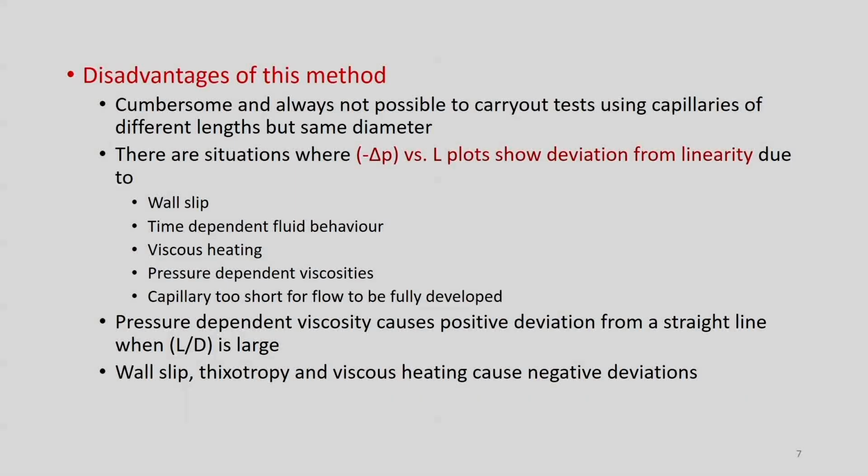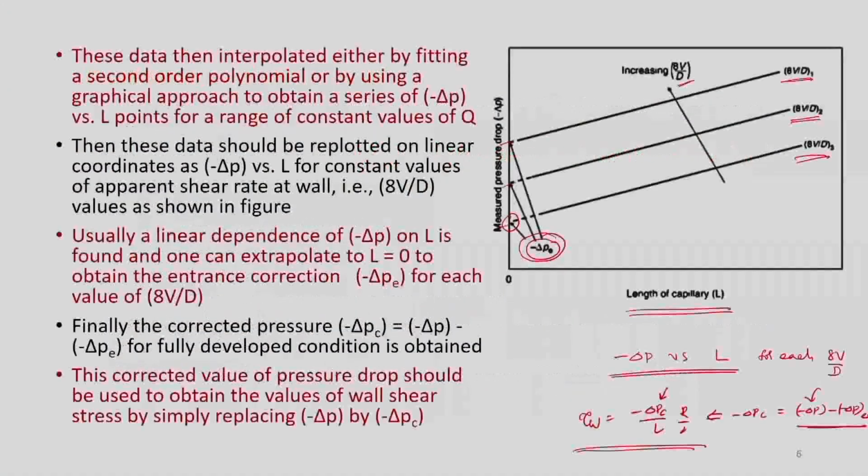First of all, it is cumbersome, and you have to do a larger number of experiments. In general, for any application, you usually have one particular capillary and do the rheological measurements using that one capillary only. Here, you need at least 3 capillaries having the same diameter but different lengths. That is laborious. And we have seen that the minus delta P versus L plots we have drawn here are linear, but in general they may not be linear.